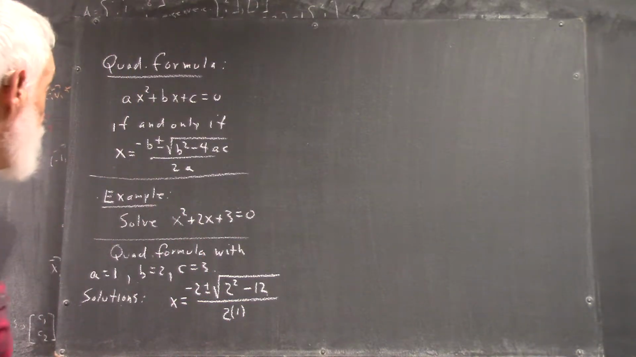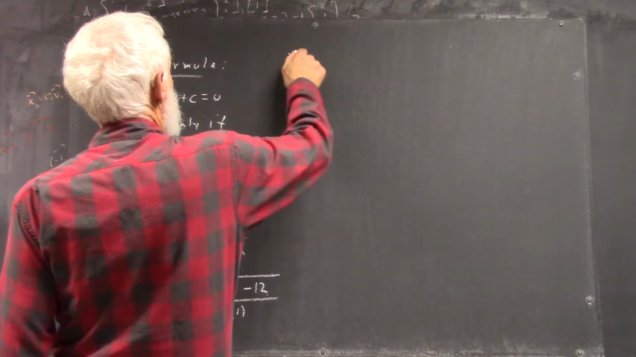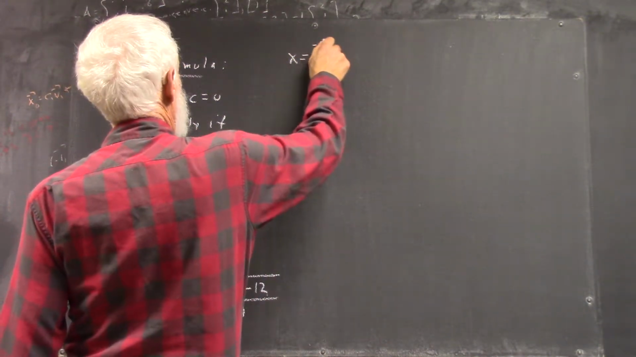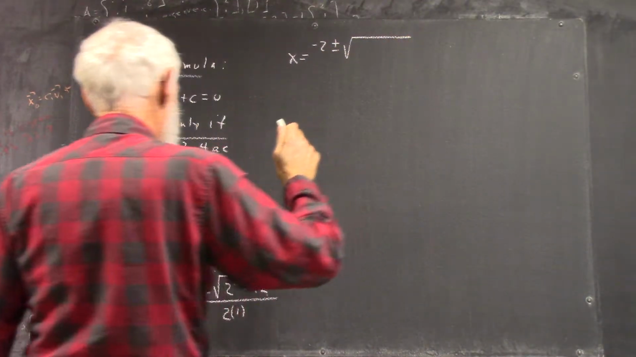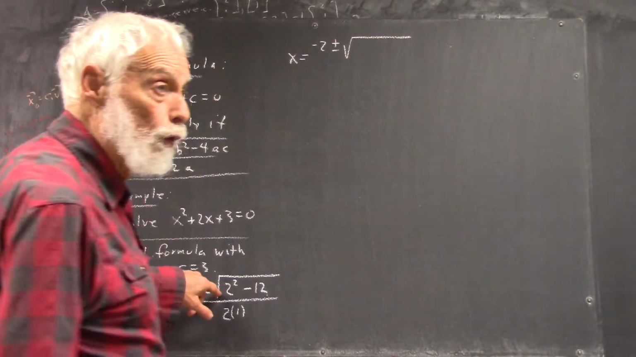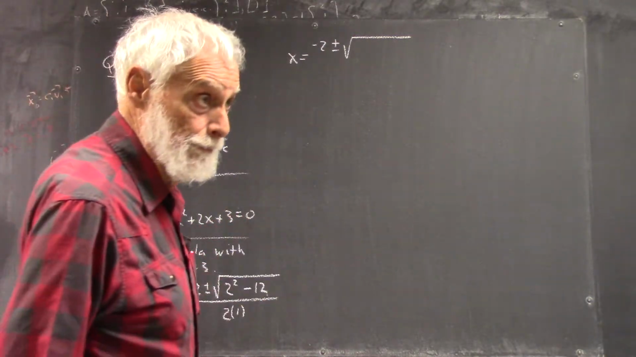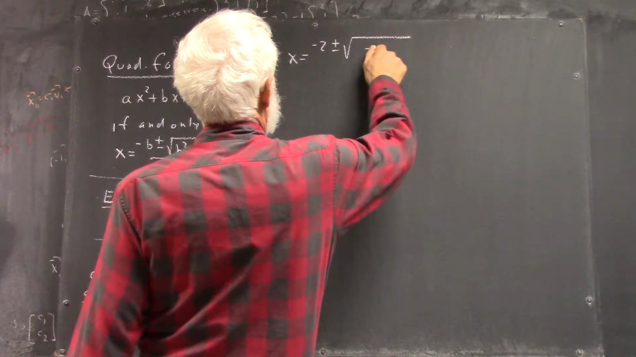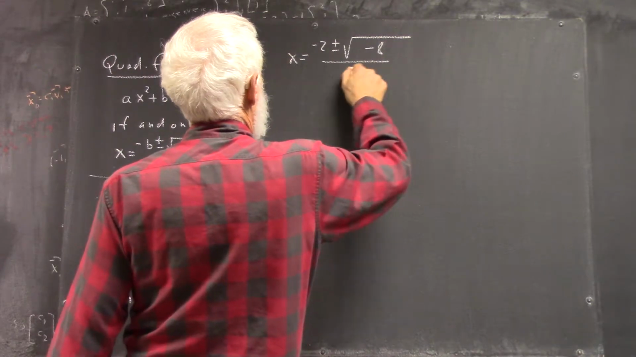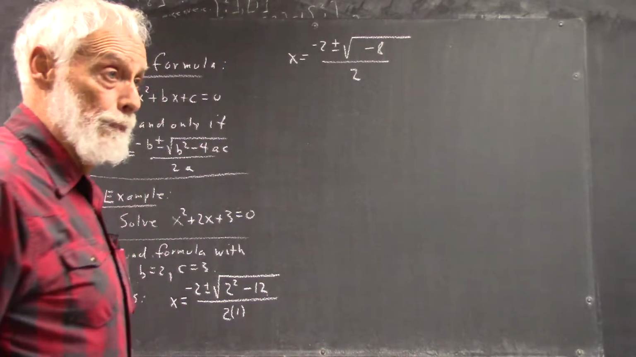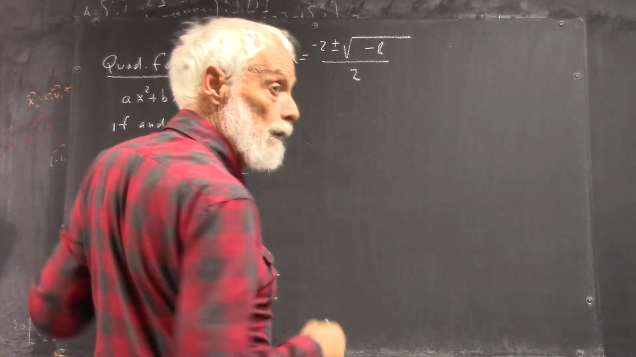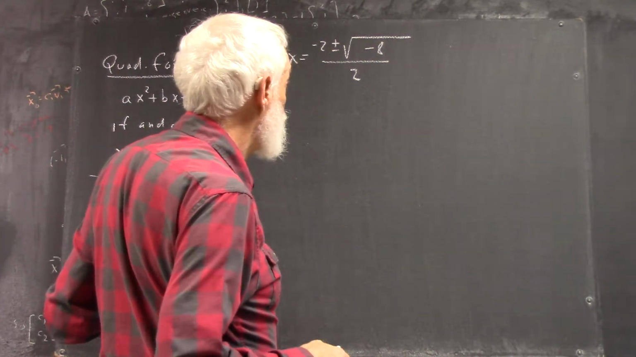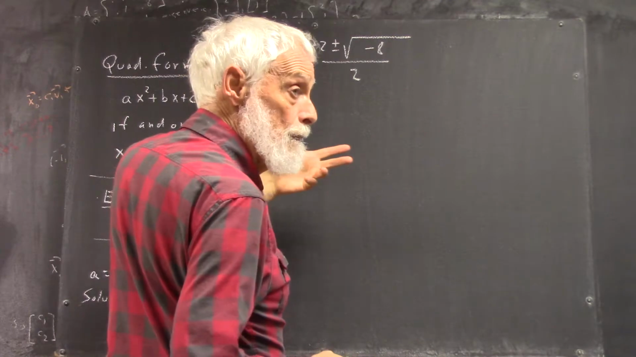Okay? So, x equals -2 plus or minus the square root of, well, 2 squared is 4, 4 minus 12 is -8. And then that's over 2. Okay? Now, square root of -8, how can you simplify that?